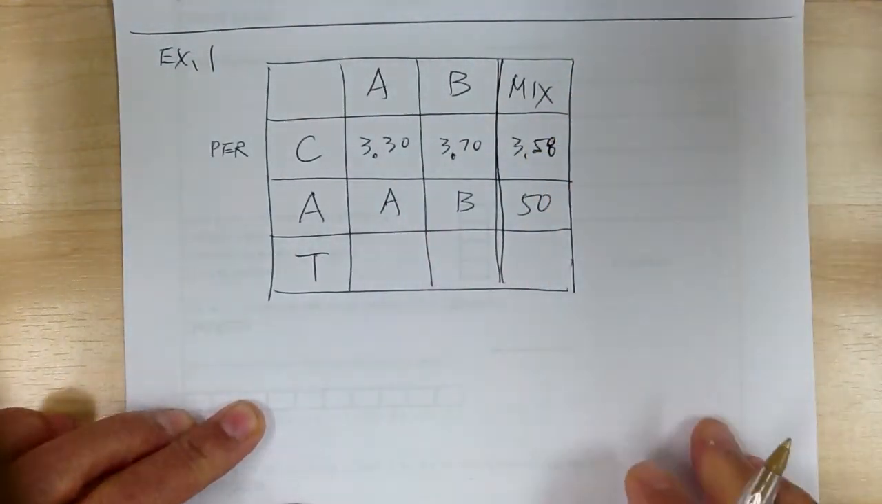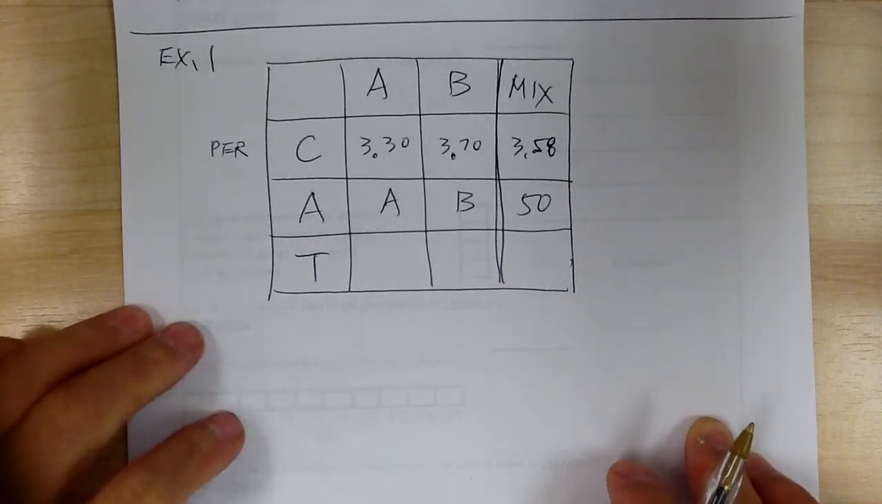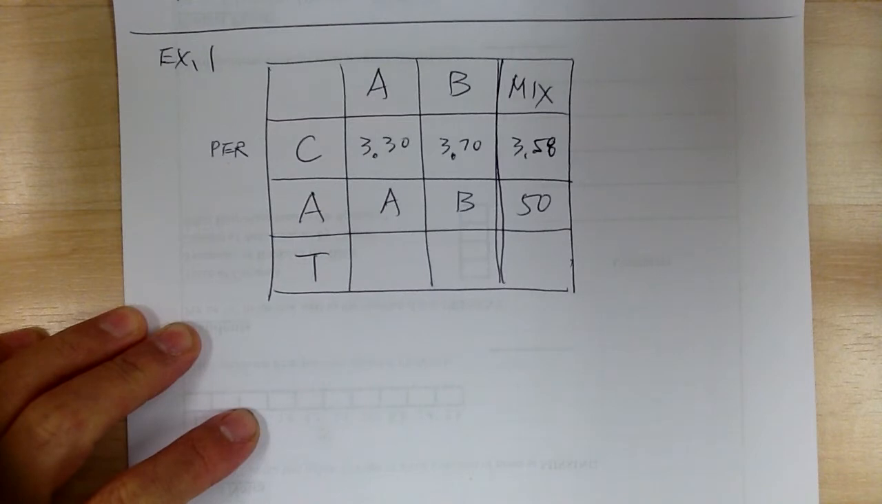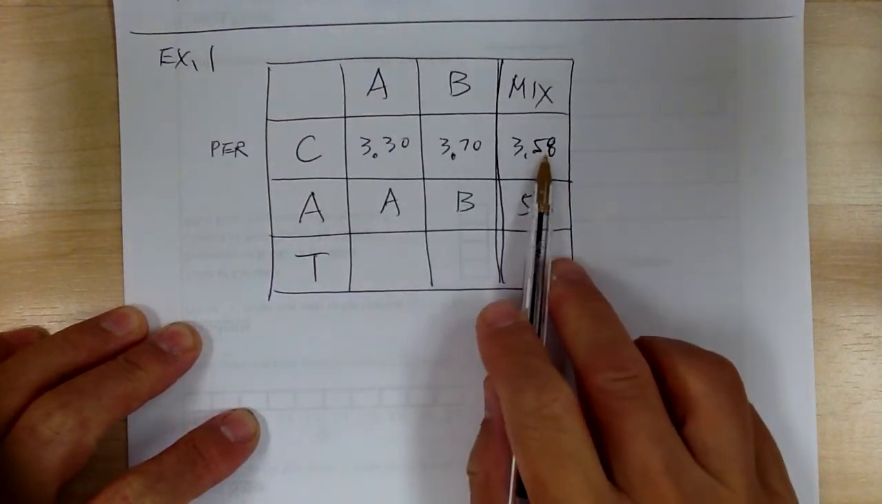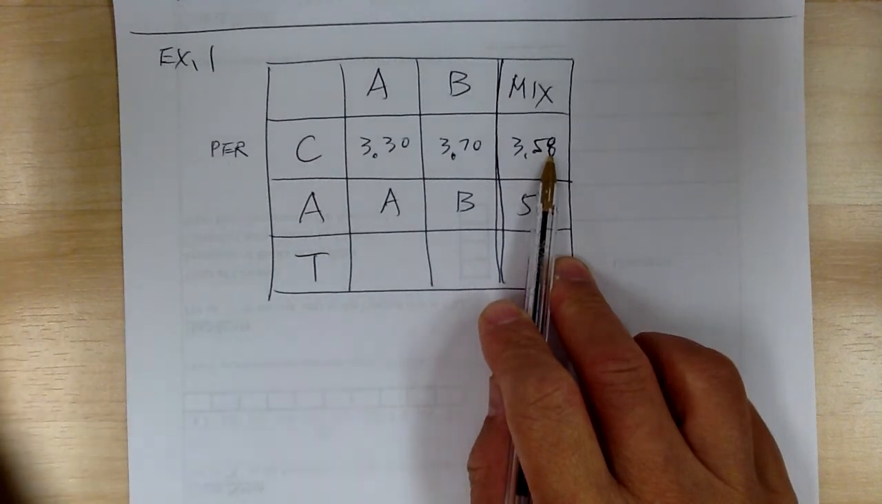Okay? So that's all the information you have. Now you're ready to do the problem. The nice thing about mixture problems is that the middle number will always be on the end. See the mix? You're always going to mix something and get something in between. Just like when you mix hot water and cold water, you get something in between. You get warm water, right?